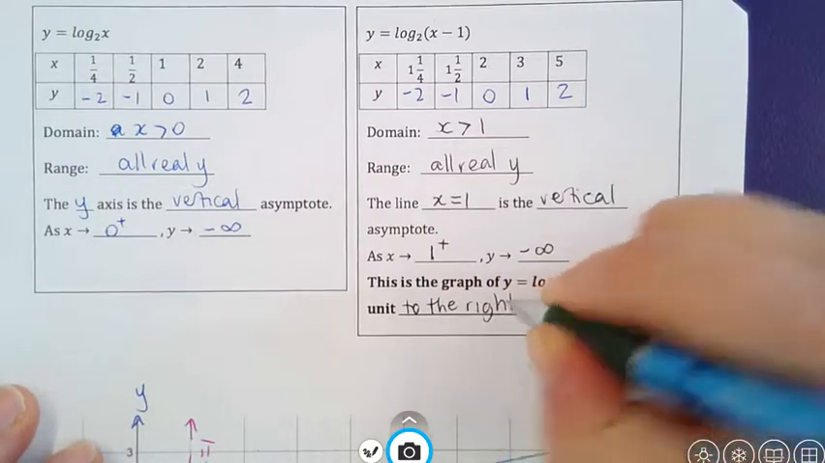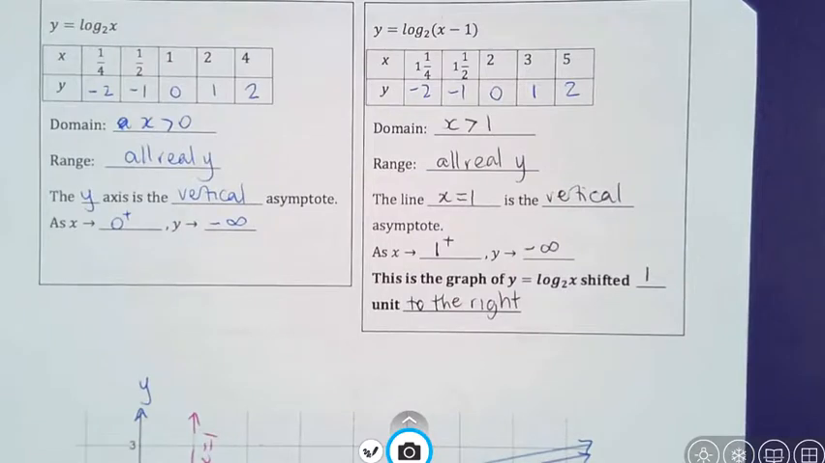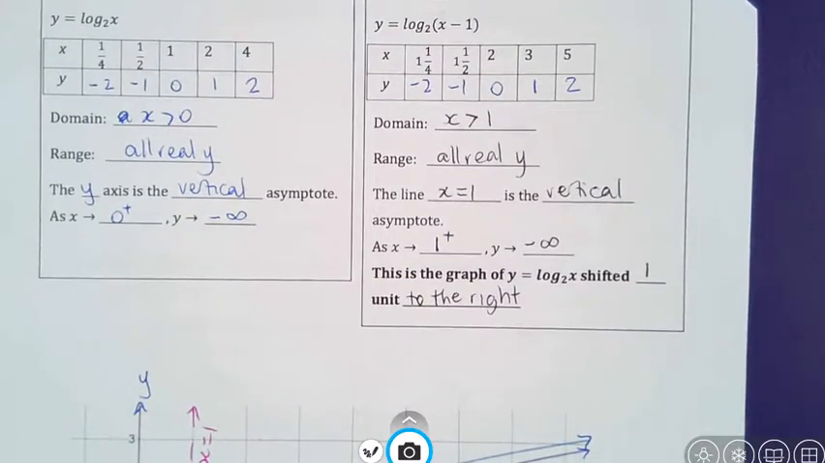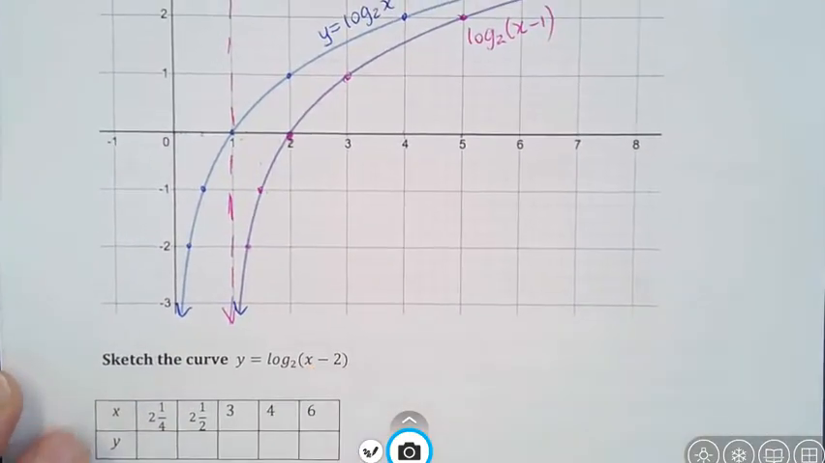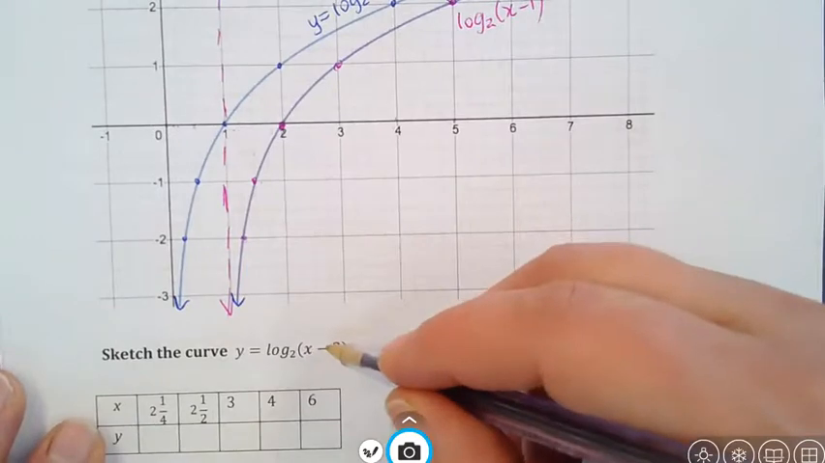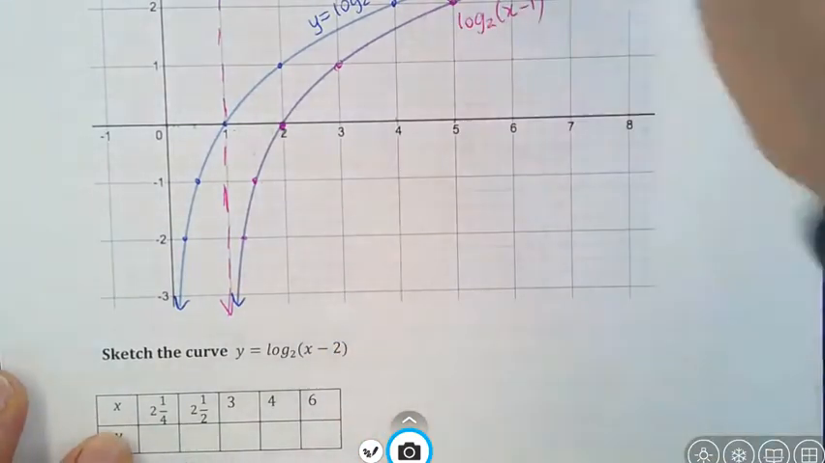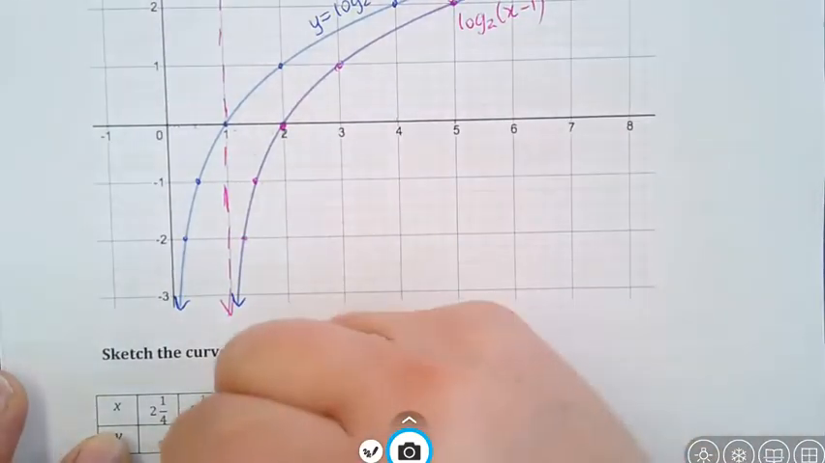Now I want you in another color to sketch the graph of y equals log to the base 2 of x minus 2. You can fill out your little table of values and put it in. Here, when x is 2 1/4, 2 1/4 minus 2 is 1/4. So you just look up at the other table, log to the base 2 of 1/4.